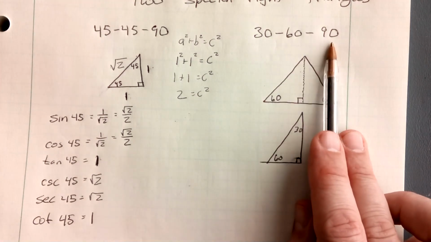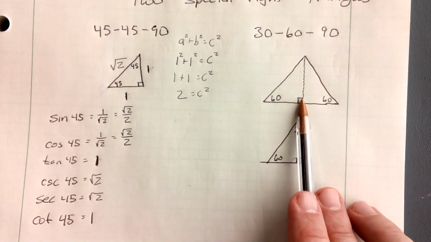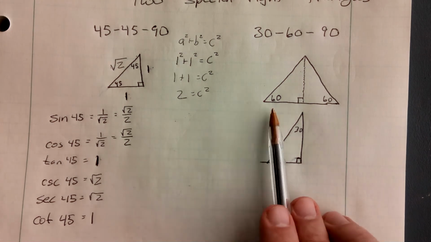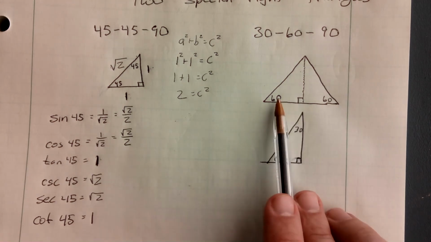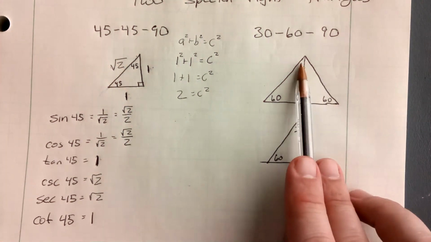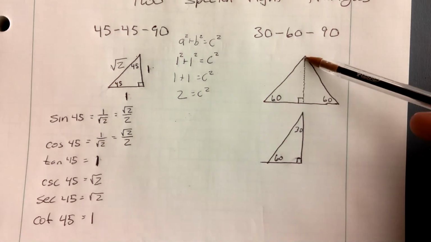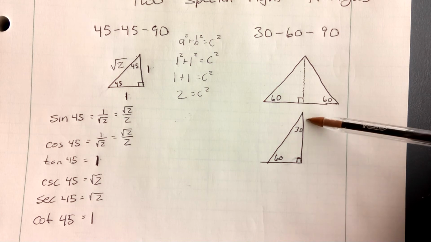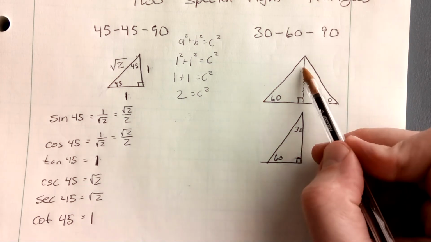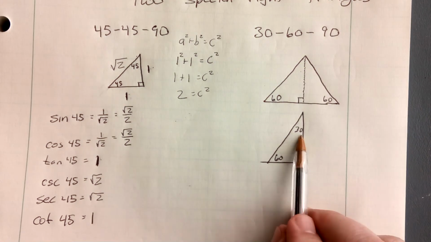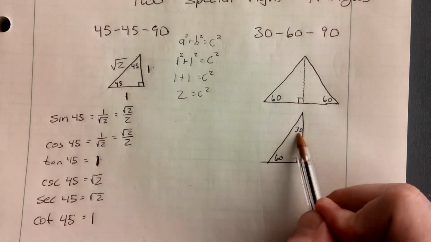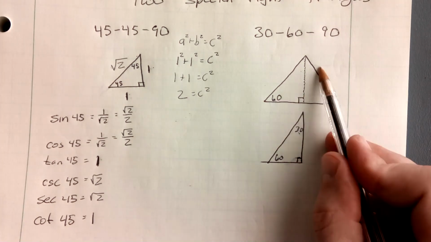The way I get the 30-60 right triangle is I take an equilateral triangle. An equilateral triangle means all three angles are 60 degrees and all three sides are the same length. And I'm going to cut that equilateral triangle in half. If I cut it in half, this 60-degree angle up here is going to be 30. Now remember, when we take trig functions, it doesn't matter the size of the triangle.